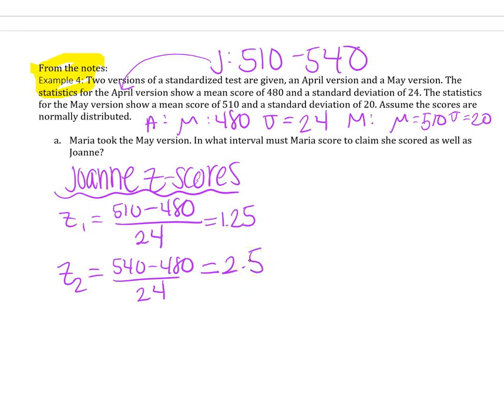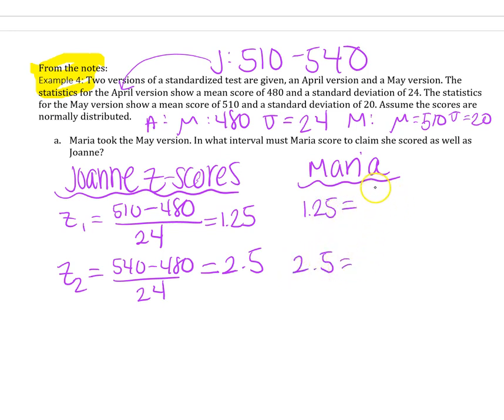above the mean. So Maria needs to be the same number of standard deviations above the mean on her test, which was a 510. Okay, so here's Maria. So she needs to match these z-scores. So she's got to match a 1.25. She's got to match a 2.5.